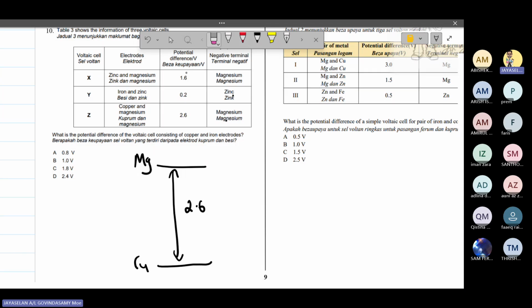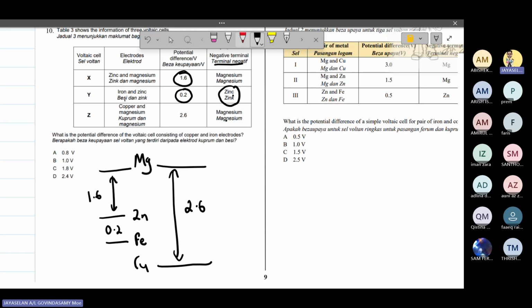Okay, next one. Yang paling kedua tertinggi adalah magnesium and zinc. Magnesium atas, zinc bawah. Kenapa atas? Negative terminal 1.6. So zinc, magnesium sudah atas, so zinc kena bawah. Dia punya range value, dia punya voltage adalah 1.6. I put here 1.6. Okay, and the last one, zinc sudah atas, and iron bawah, dia punya range adalah 0.2, very small, 0.2.